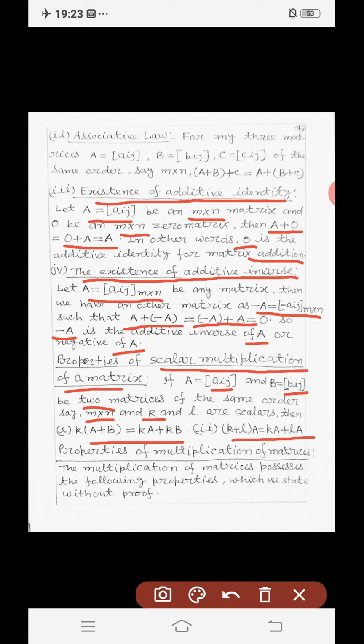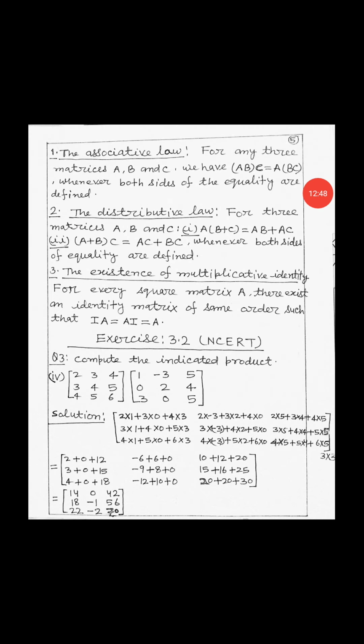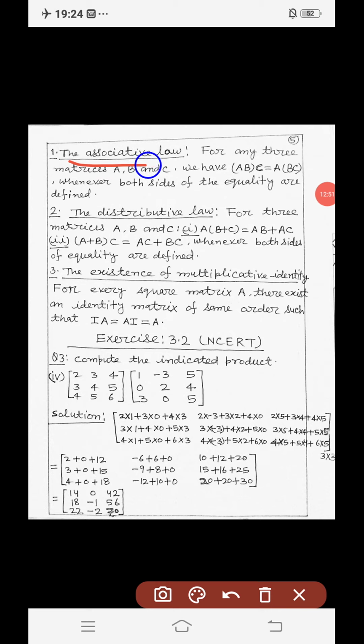Now we discuss properties of multiplication of matrices. Dear students, the multiplication of matrices possesses the following properties which we state without proof. First, the associative law. For any three matrices A, B and C, we have (AB) into C equal to A into (BC) whenever both sides of the equality are defined.